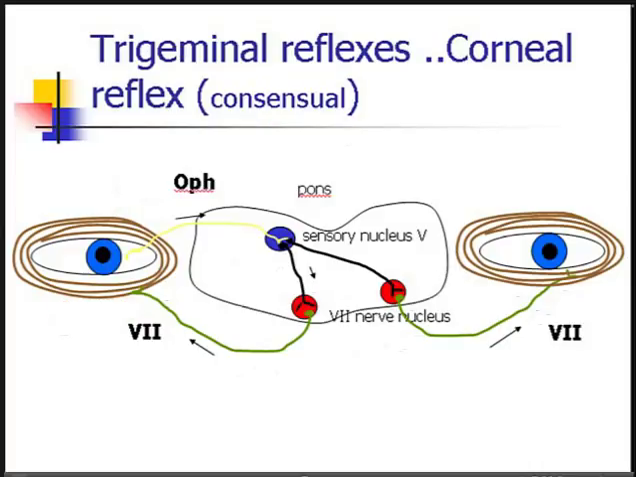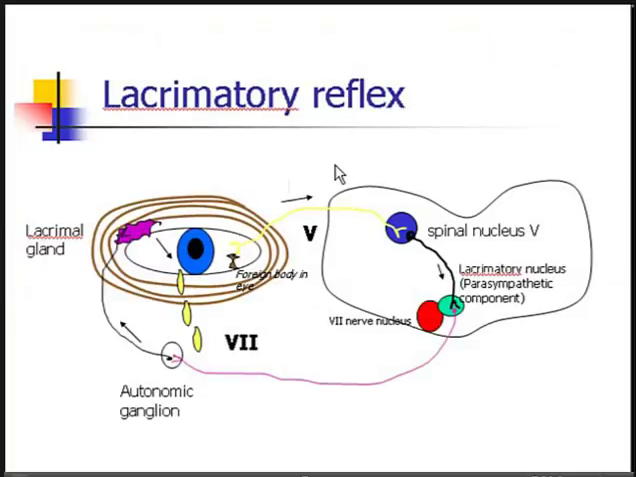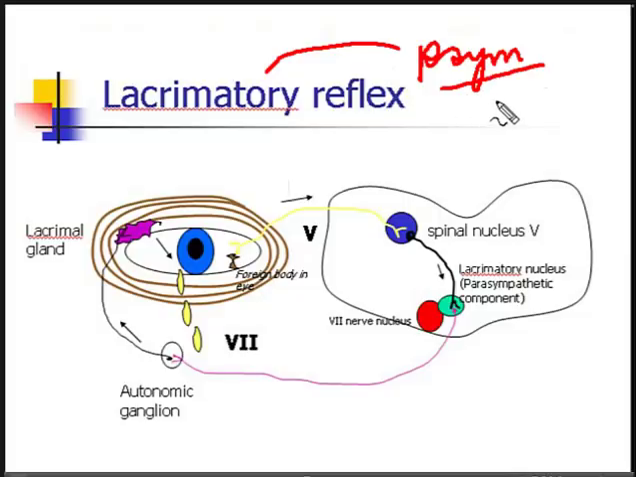The next reflex we are seeing is the lacrimatory reflex. And remember, lacrimation is a parasympathetic function. So this is a parasympathetic function, and this is not consensual. That means the reaction is only seen on the eye of that side. What happens in lacrimation? Some foreign body enters your eye. It either touches the conjunctiva or maybe even the cornea, most often the conjunctiva. It irritates it, so there's a little bit of pain.